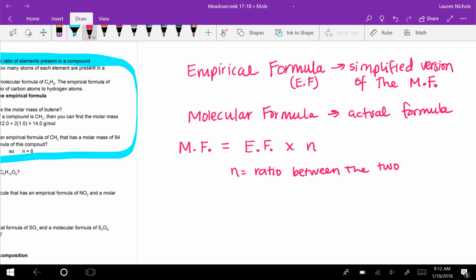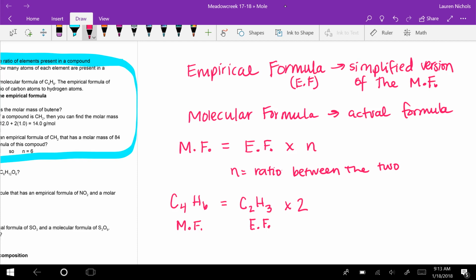And so, for example, if we have the compound C4H6, okay, if this is our molecular formula, we can see that the 4 and the 6 both have a common factor of 2. And so it can be reduced to C2H3. So that would be our empirical formula. And N would be 2, because that is what we were able to reduce or simplify those subscripts by.